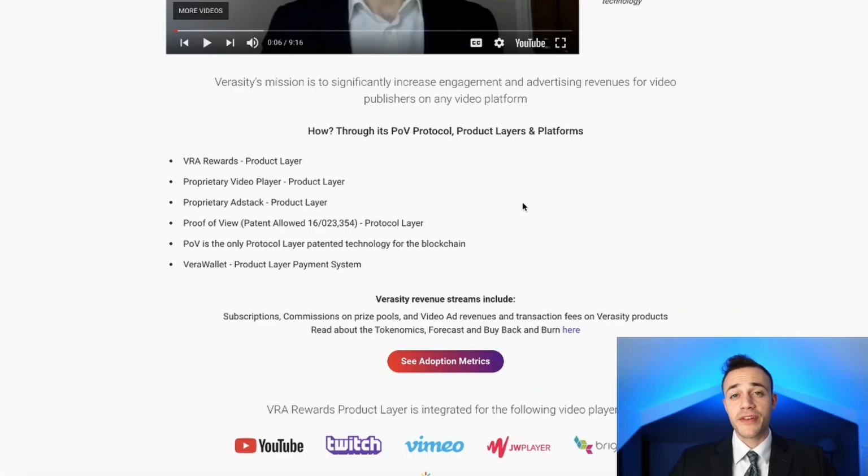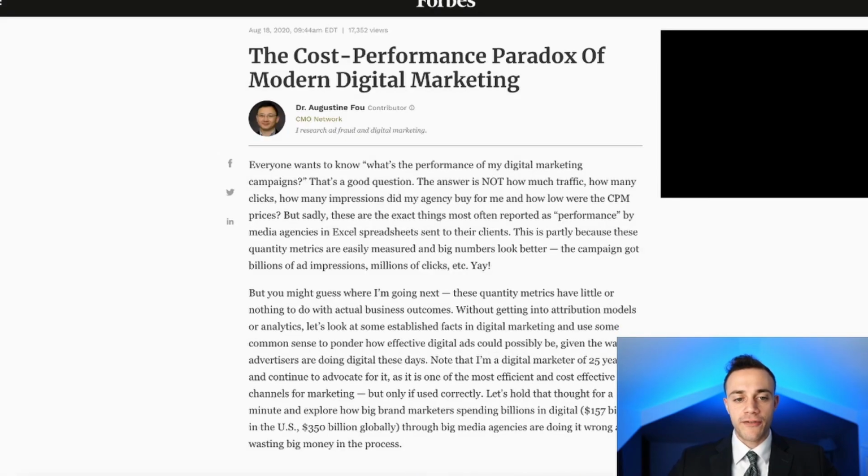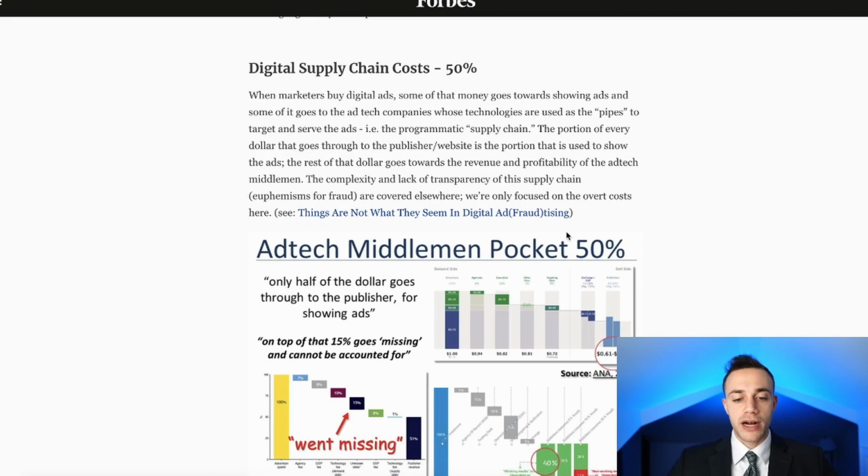But a big problem on these platforms is fake views and artificial ad metrics because of these bots and fake views. So this is a Forbes article from 2020, and it's talking about the cost performance paradox of modern digital marketing. And just to basically summarize what this is saying is that essentially big brands spend billions of dollars in digital marketing, about $157 billion in the US, $350 billion globally on digital advertising through big media agencies. And a lot of this money is being wasted in the process.